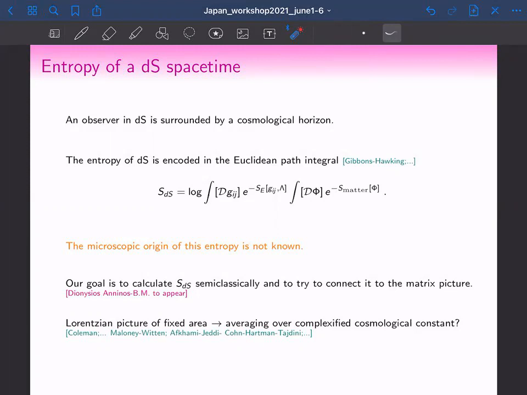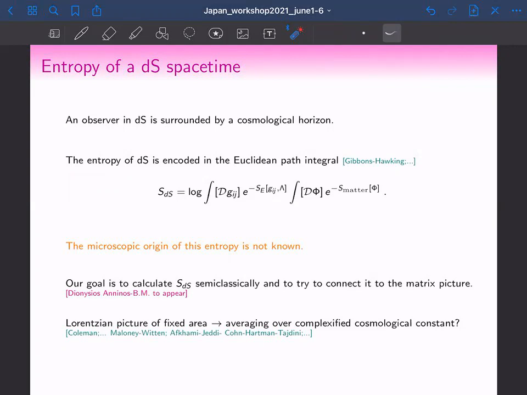Basically, in a de Sitter universe, because of this accelerated expansion, an observer in a de Sitter spacetime is surrounded by a cosmological horizon. This is very much in the spirit of a black hole horizon, just that for the black hole, the horizon appears because of the accumulation of matter. For de Sitter, it's because everything is moving away from us. And Gibbons and Hawking associated an entropy to this.